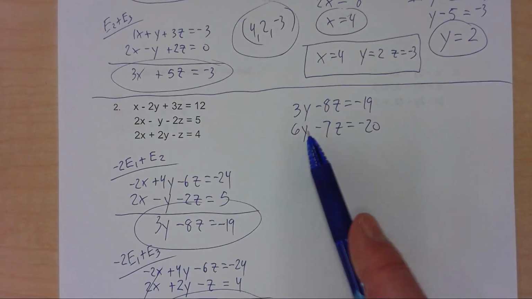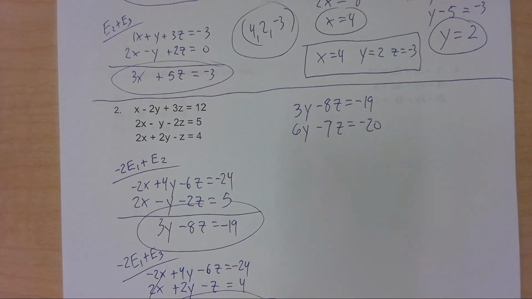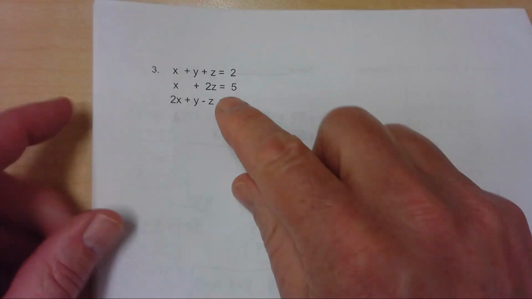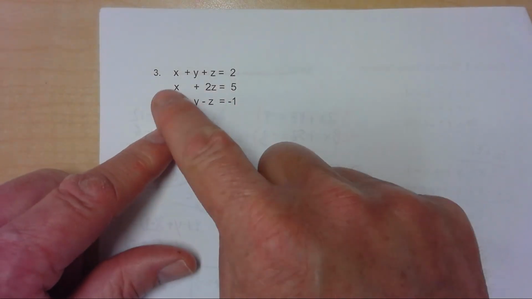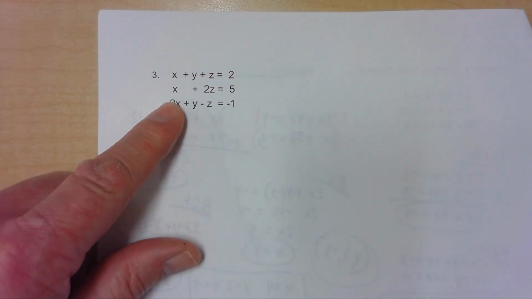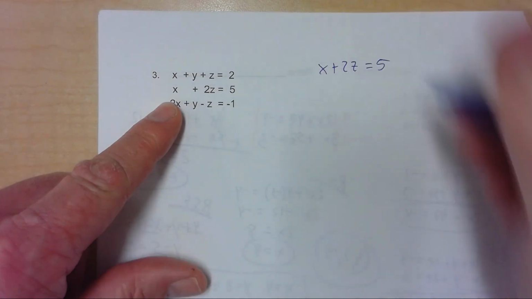I'm thinking if this is 6, wouldn't it be awesome if that was negative 6? That's what I would do, multiply that by negative 2. All right, let's peruse other parts of this worksheet. This one here is actually easy, because pick a variable, get rid of it twice. Well, guess what? That's already been done. The x plus 2z equals 5 is already done.